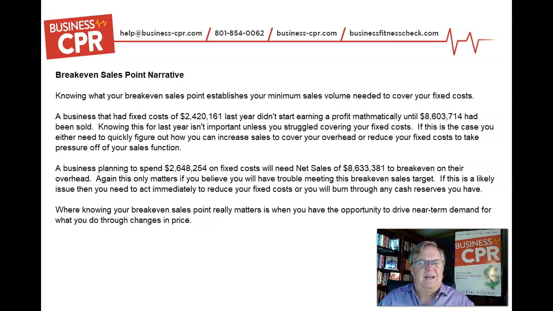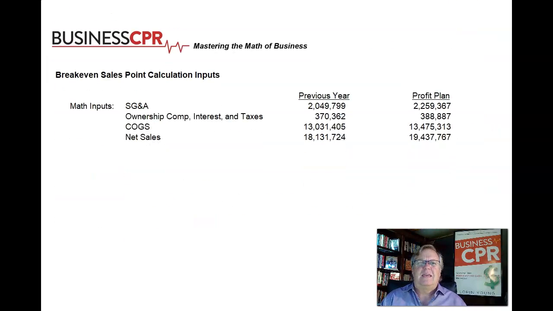But for most businesses, being able to be that flexible with price in such a way that you can change the demand curve for what you do isn't reality. And so let's just appreciate the math here. Again, it's real simple. It's your fixed costs. In this case, it's your SG&A, your selling, general, and administrative expenses, with any compensation being paid to the owners, interest expense, as well as taxes. You then also need to know what your cost of goods sold is, as well as what your net sales are going to be.